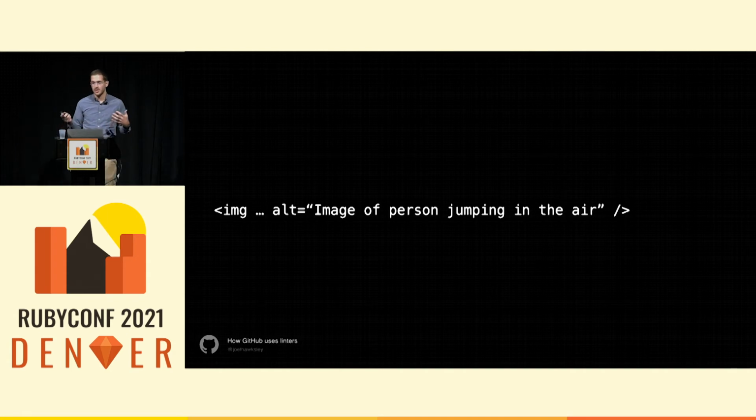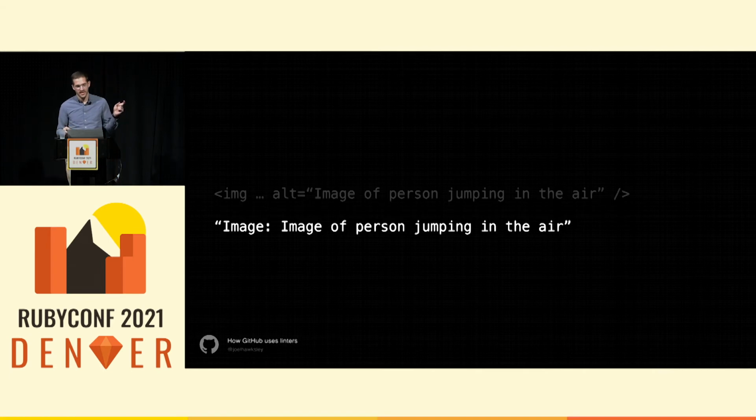What happens is that when a screen reader encounters an image on the page, it announces that it's encountered an image, and then it reads the alt text, which means that it would announce this element as image of person jumping in the air. So it's not necessary to include the word image or picture in our image alt attributes.